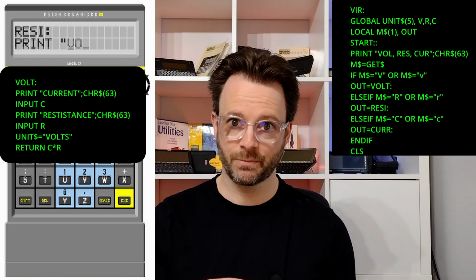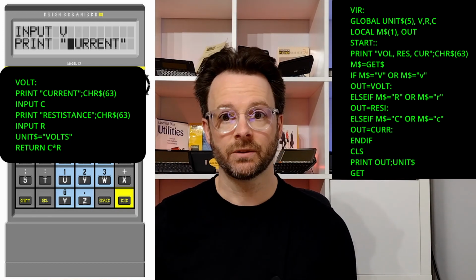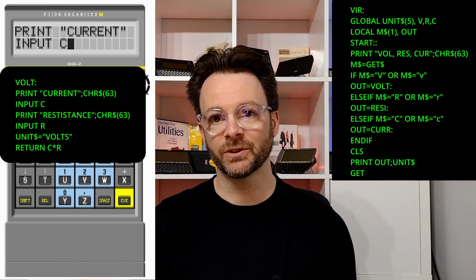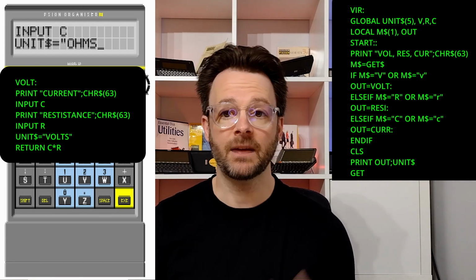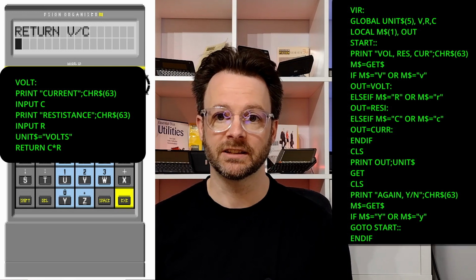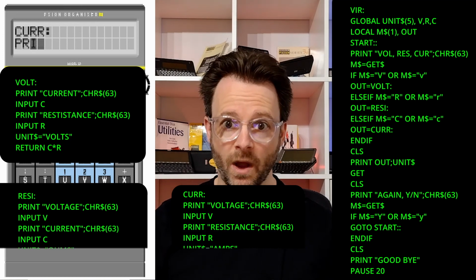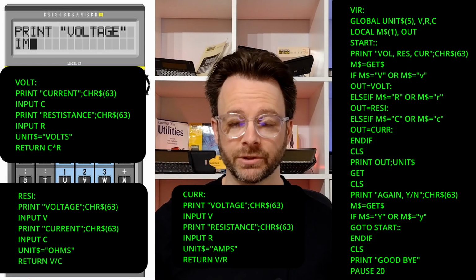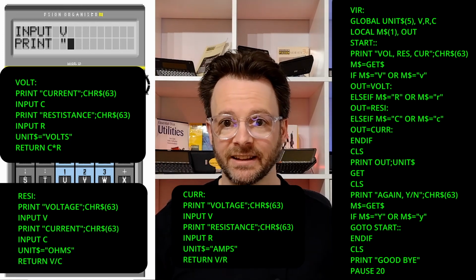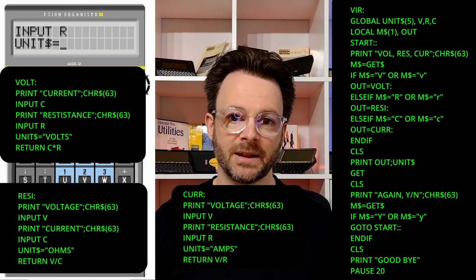Jumping back to the main program, the screen is now cleared and it prints out, which is going to be our voltage, followed by our unit. It then waits until you press a button, clears the screen, and we reach the menu to return to the beginning. The other 2 subroutines work in exactly the same way. They both ask for the inputs that we need, specify the units that we're going to output, and then return the value back to the main program.